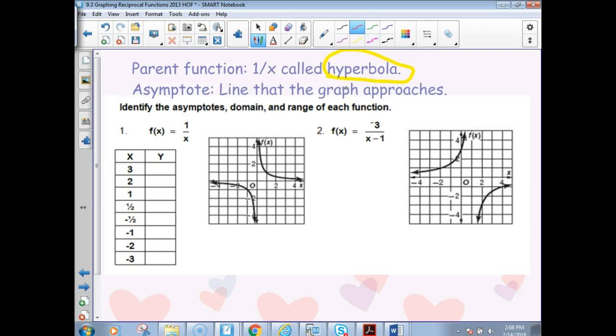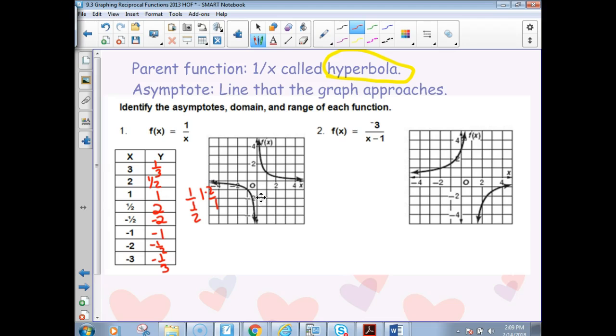All right, you've got your parent graph, 1 over x. That's the first one, and that's this one right here. It's already been graphed. Okay, what do we see about it? If you put in 3, you're going to get 1/3. If you put in 2, you're going to get 1/2. If you put in 1, you're going to get 1. If you put in a half, you're going to do 1 divided by a half, which means you'll do 1 times the reciprocal, so that's going to be 2. If you put in -1/2, you get -2. If you put in -1 for x, you would get -1. -1/2 would be the next one, and -1/3 would be the last one.